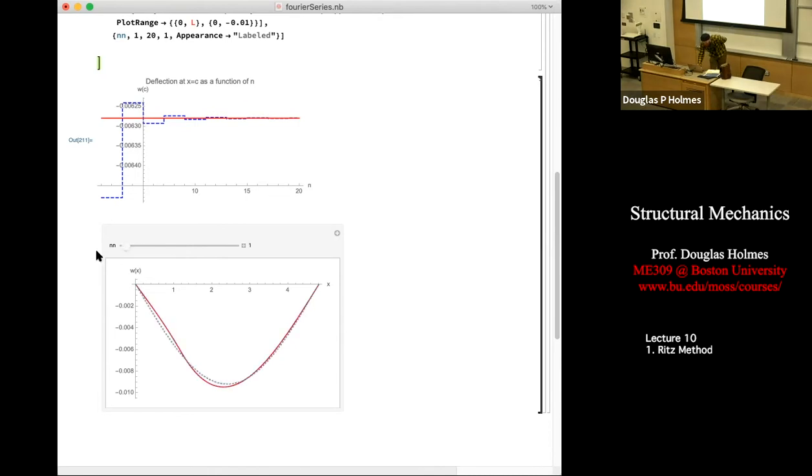But this is how the Fourier series method works. It says I've got a curve, I keep more and more terms, which is basically adding more and more of my sine components to it with different amplitudes. And you can see how that converges to the exact solution as we keep more terms.